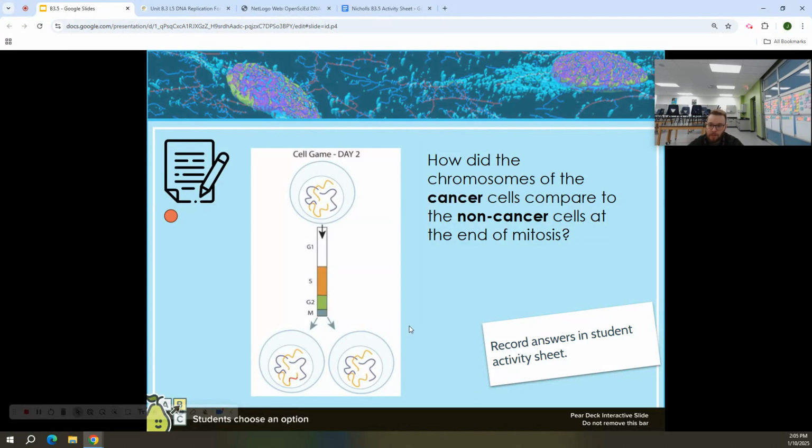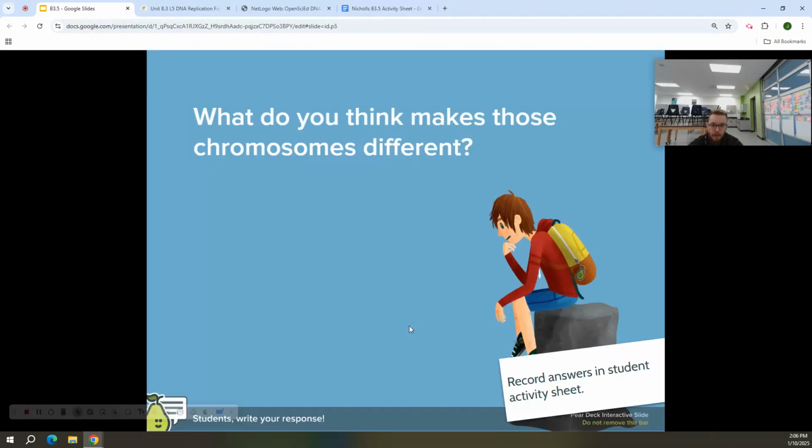And then why do you think they are different when you identify that difference? Why do you think that difference is there? What is that difference representing? Okay, so take a moment and jot down your ideas, type down your ideas about that in that student activity sheet. That's the second question on there.